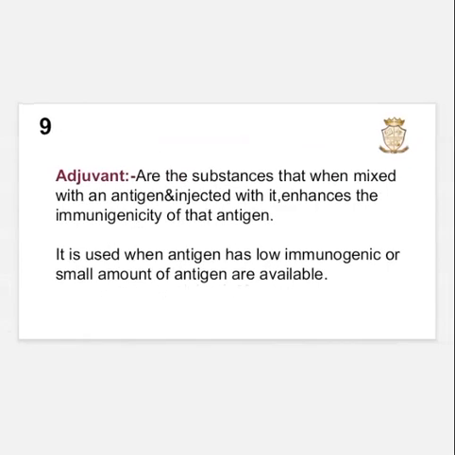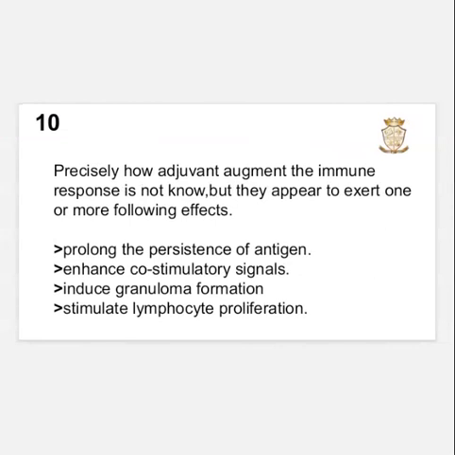Adjuvants are substances that, when mixed with an antigen and injected with it, enhance the immunogenicity of that antigen. They are used when the antigen has low immunogenicity or only a small amount of antigen is available. Precisely how adjuvants augment the immune response is not known, but they appear to exert one or more of the following effects: prolong the persistence of antigen, enhance co-stimulatory signals, induce granuloma formation, and stimulate lymphocyte proliferation.